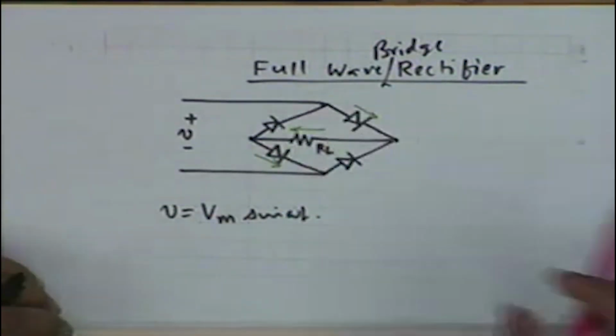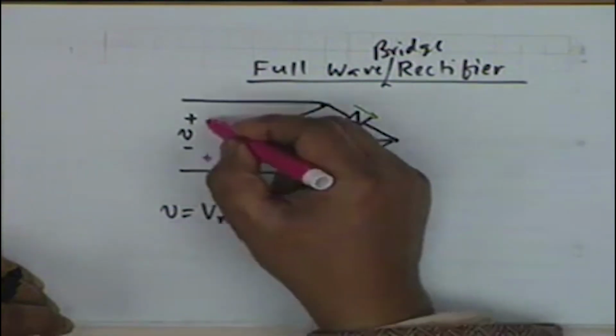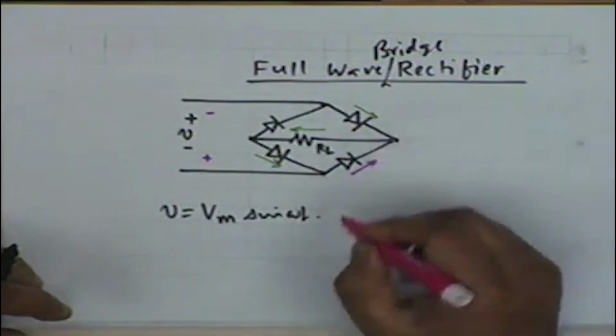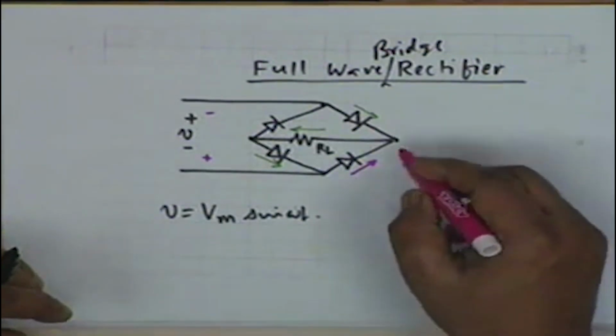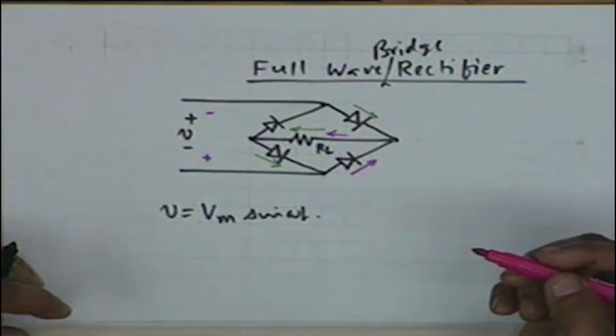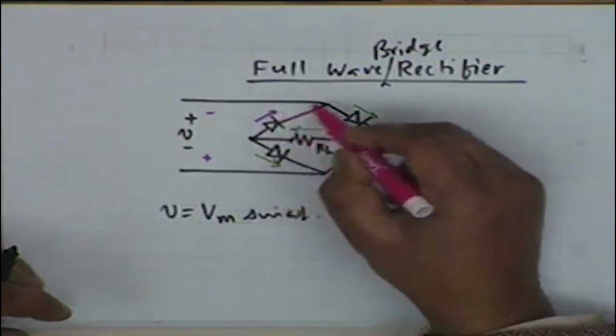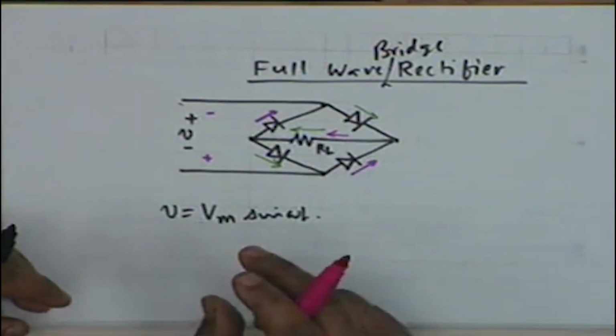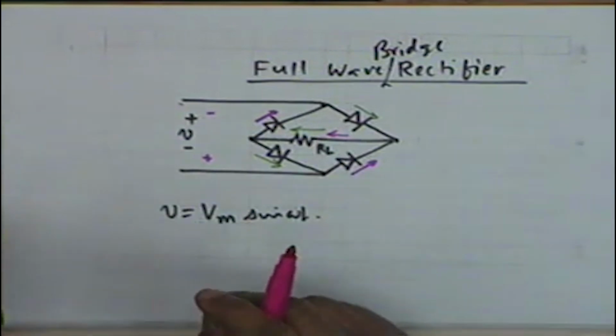Alright. So what happens when this becomes positive and this becomes negative? Current flows like this through this diode, then through this load in the same direction as in the previous case, then through this diode, and finally to the source. Is this point clear? We could have used only 2 diodes instead of 4 diodes.